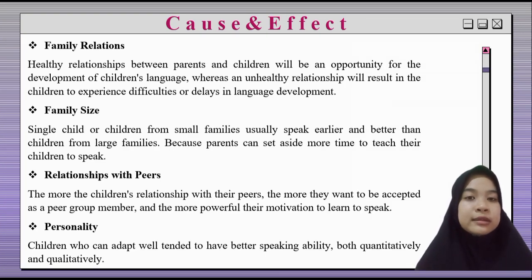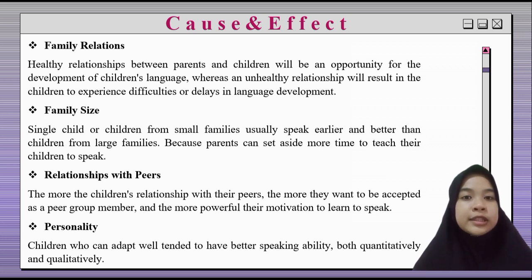Family relations. Healthy relationships between parents and children will be an opportunity for the development of children's language, whereas an unhealthy relationship will result in children experiencing difficulties or delays in language development. Next, family size. Single children or children from small families usually speak earlier and better than children from large families, because parents can set aside more time to teach their children to speak.